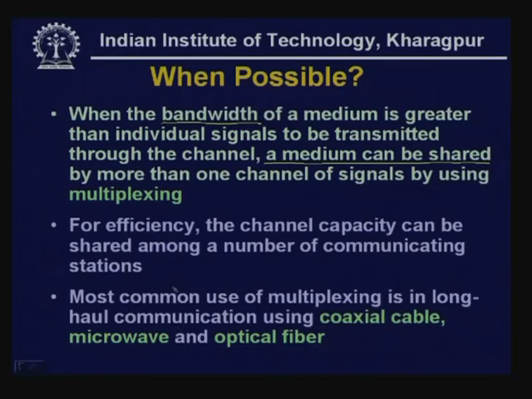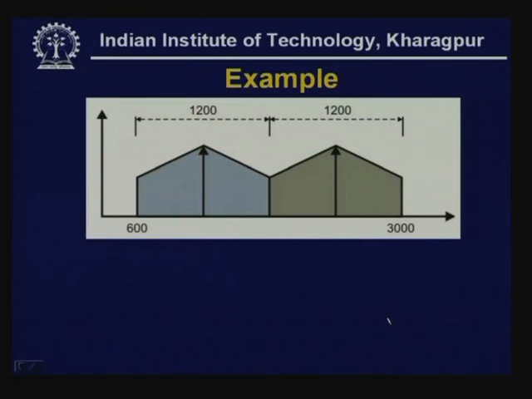And since we are concerned about the cost, you will find that the most common use of multiplexing will be in long haul communication using coaxial cable, using microwave and using optical fiber. So, these are the three transmission media which have quite high bandwidth and which are used for long distance communication, and there we should make use of the bandwidth in a very efficient manner, and that is where we can use multiplexing. Let us take up a very simple example.